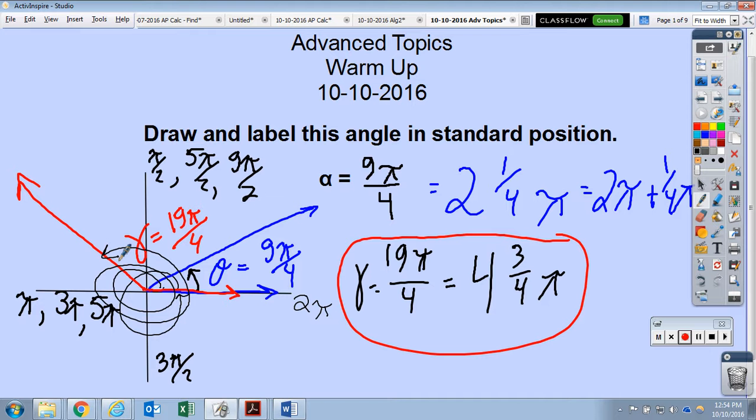We always start from the right side. Here's your initial side, and when it's positive, you go in this direction. When it's negative, you go the other way. So let's say it was negative 19 pi over 4. It's very simple: negative 2 pi, negative 4 pi, you've got negative 3/4 pi to go, and you end up right here.